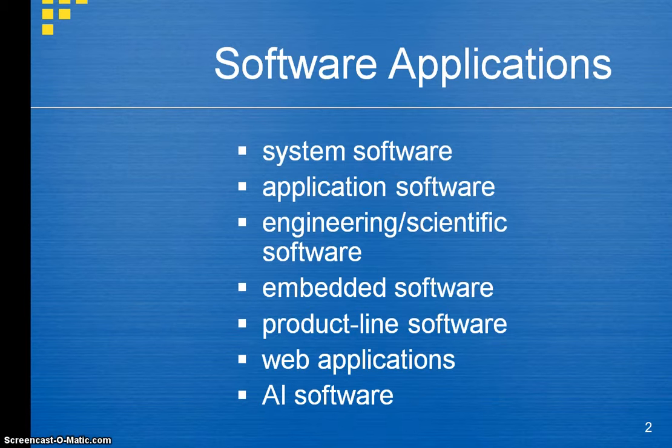Then application software. We have engineering and scientific software available. Apart from it, we have embedded software. Then product line softwares are there. Then web application softwares are there. Then artificial intelligence software is also there. Apart from this, we have plenty of software categories which are created nowadays.